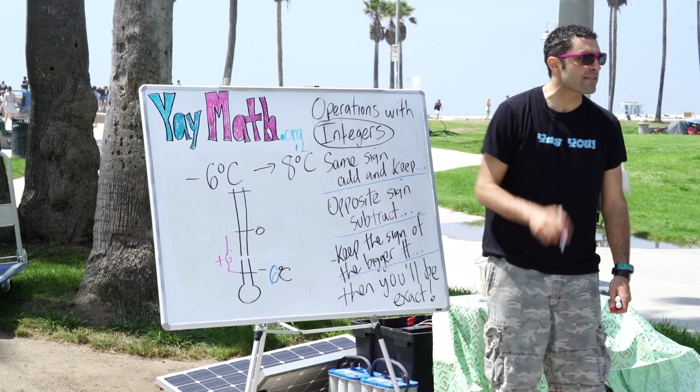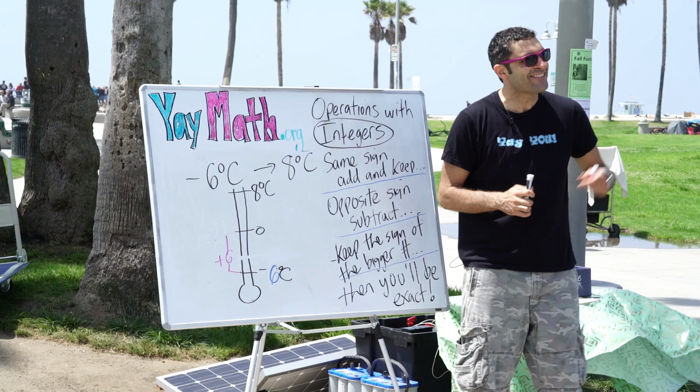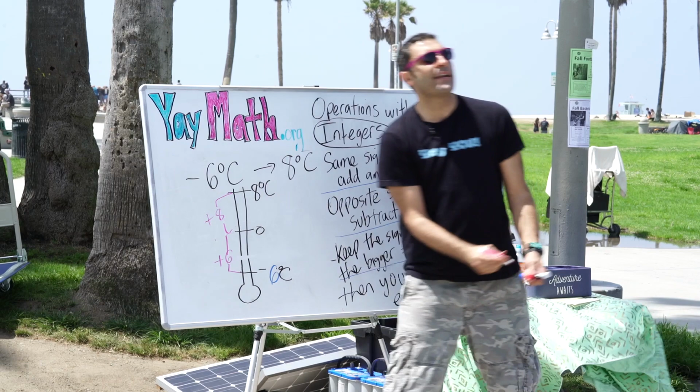And then how far is it from 0? Oh, I didn't put the 8. That's sort of by design, delaying the moment to let people think. There you go, you got this. How far is it from 0 to 8? 8, very nice. Plus 8. So we went up 6, up 8.